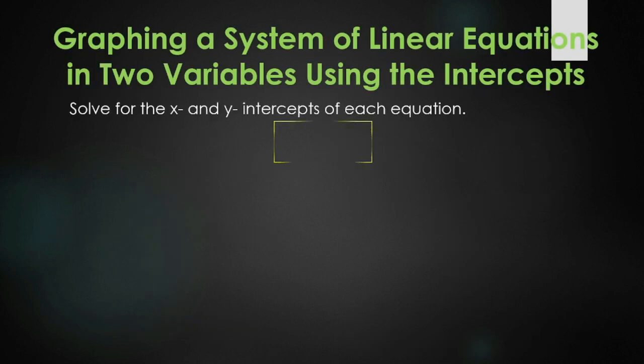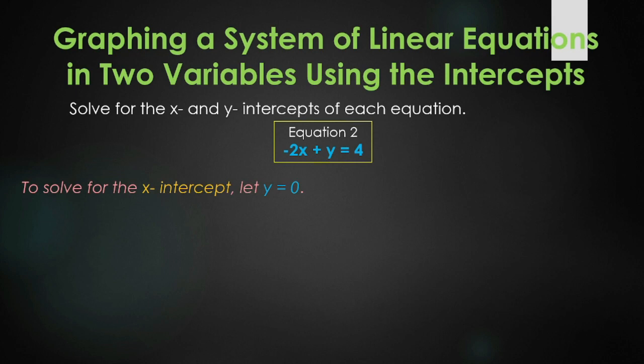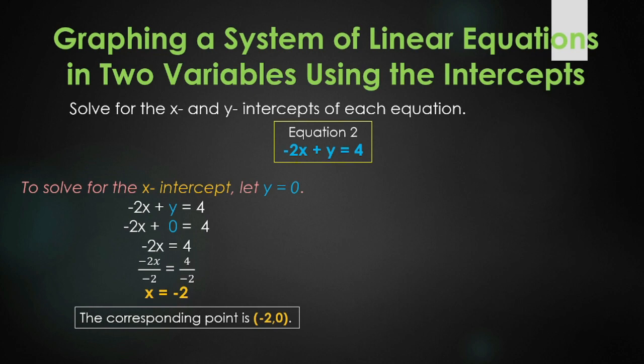Now let us solve for the x and y-intercepts of the second equation. Negative 2x plus y equals 4. Again, to solve for the x-intercept, let y equal to 0. So in the equation negative 2x plus y equals 4, we substitute 0 to y. So the equation becomes negative 2x plus 0 equals 4. Then negative 2x plus 0 is negative 2x, and it's equal to 4. To solve for x, we divide both sides of the equation by negative 2. So negative 2x divided by negative 2 is x. And 4 divided by negative 2, the answer is negative 2. This is the x-intercept of equation 2. And the corresponding point for this is negative 2, 0.